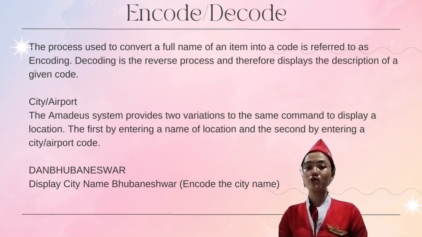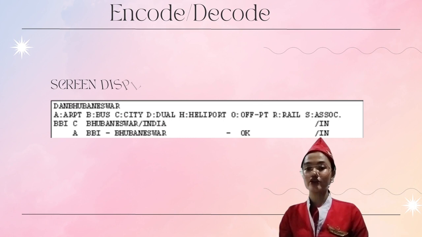For example, the command is DANBHUBANESHWAR to display or encode the city name Bhubaneswar. Here's how it looks on the screen display.